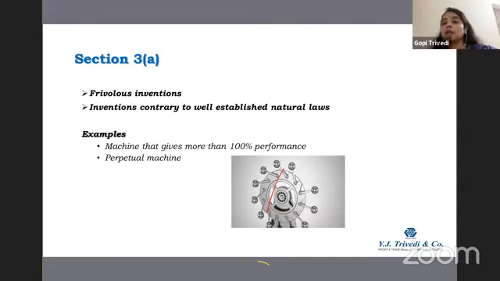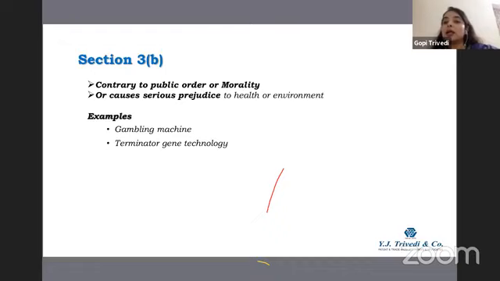I've used an example saying that a machine which gives 100% performance, or a perpetual machine, shall not be granted a patent. Then my second exclusion point is if it is contrary to morality or public order. So inventions like a gambling machine shall not be awarded patent.